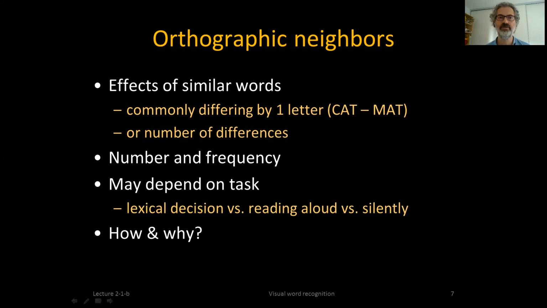Researchers are very interested in orthographic neighborhood effects because they show that the other words that you know must be affecting your reading behavior, must be affecting your visual word recognition. So the question is, how is that possible? Why is it happening? How is your mind working during visual word recognition such that the other words that you know affect your performance on reading the one you're looking at?